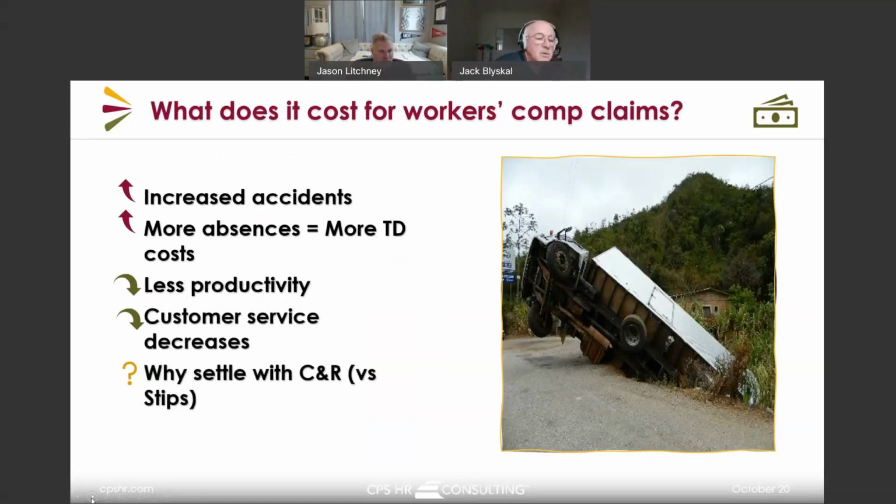So one of the things to consider in workers' comp is, should you settle with a compromise and release, or a CNR, versus a STIP, with stipulation?